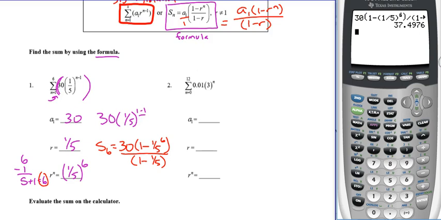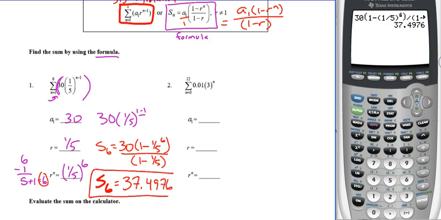And there's the answer. The sum of these 6 terms will be equal to 37.4976. Now, if you do the sigma notation and you enter this in the calculator, just the way you see, remember that's math 0. Now, it says n. You can type in n if you want, or you can just put in x. Starting with 1, going to 6, come over here, we'll do 30.